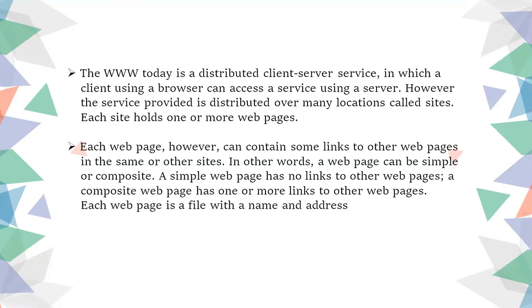So in other words, a web page can be simple or composite. A simple web page has no link: one request and one response. A composite web page has one or more links to other web pages. Each web page has a file with a name and an address.